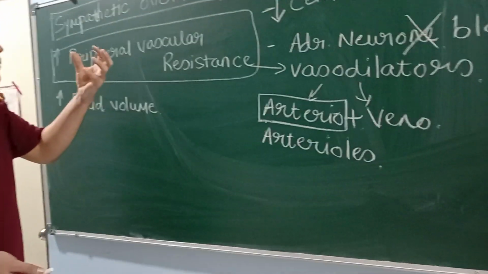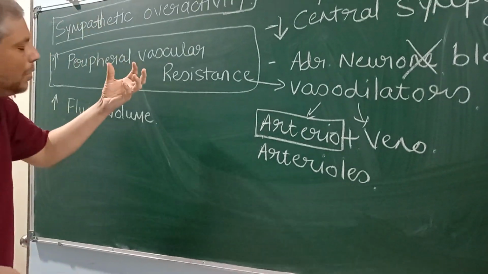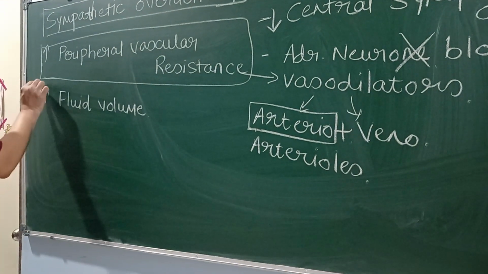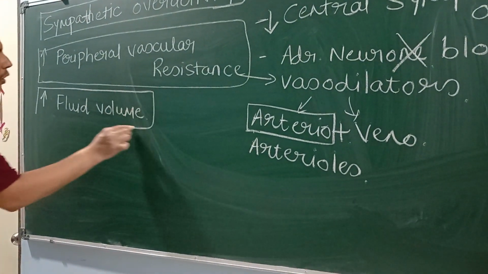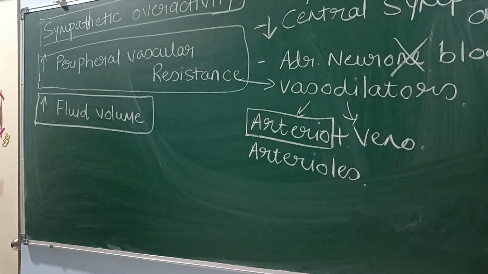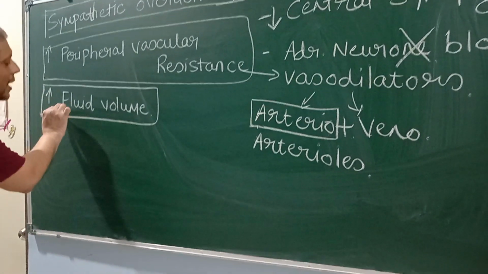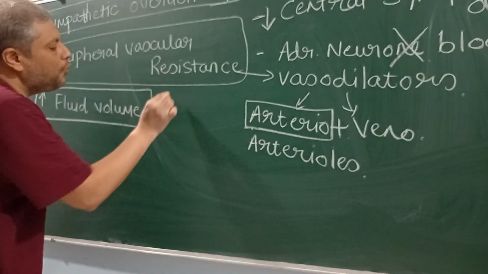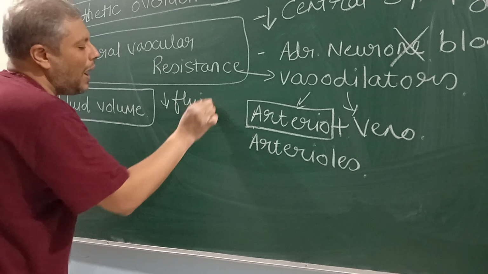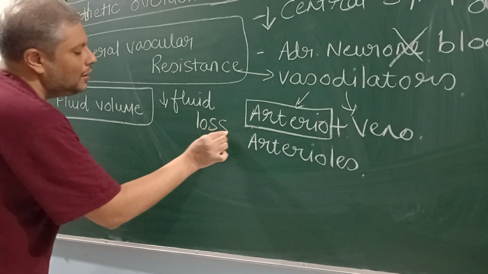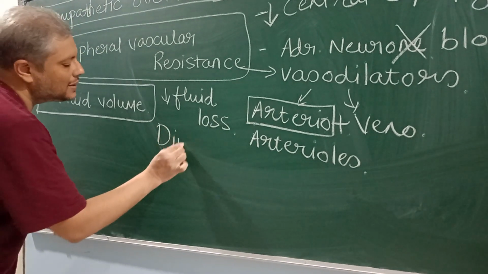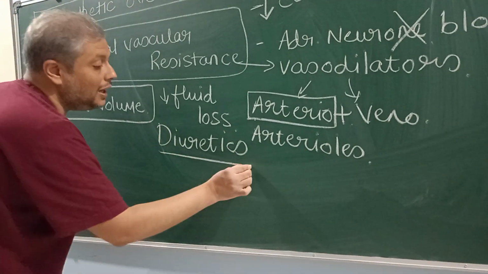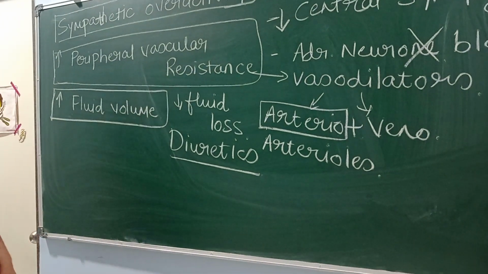Now the next is, I have given you the example of the tube: when the amount of water increases, the pressure increases. So if the fluid volume is more, the blood pressure will be more. So how can you reduce the fluid volume? By causing increased fluid loss. Now how can this be possible? By giving diuretics.